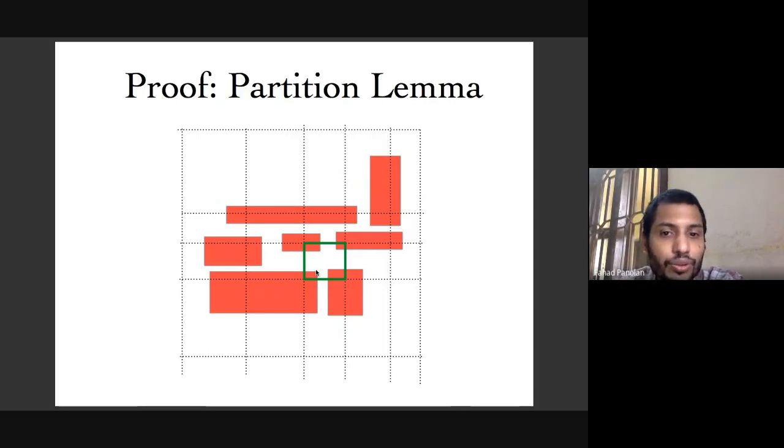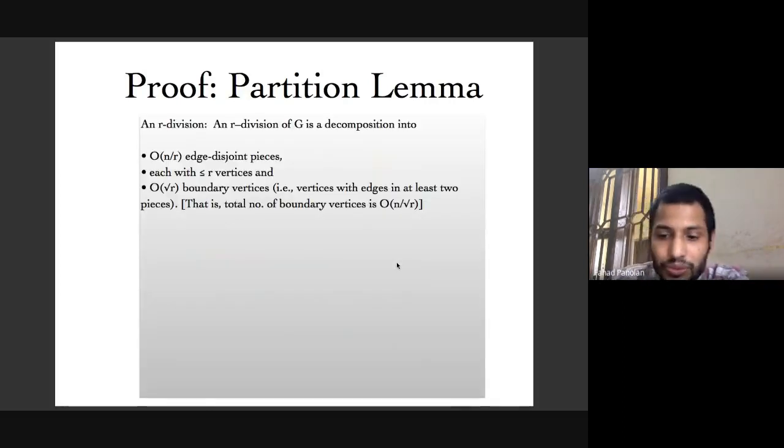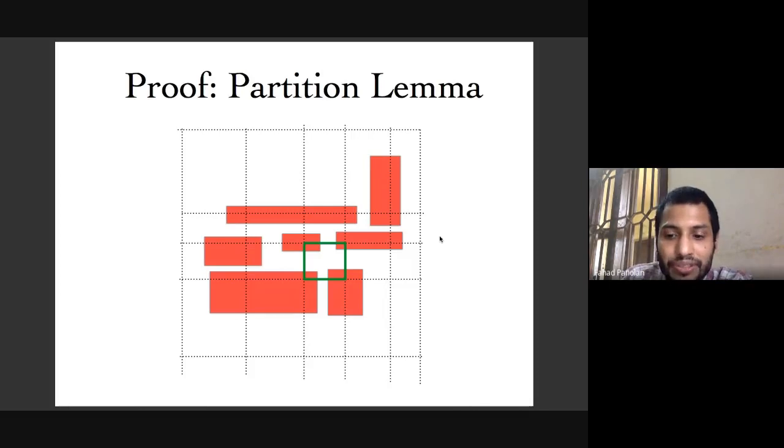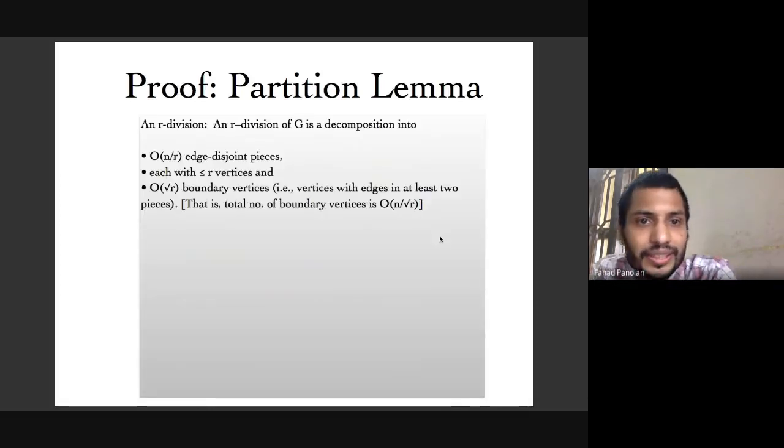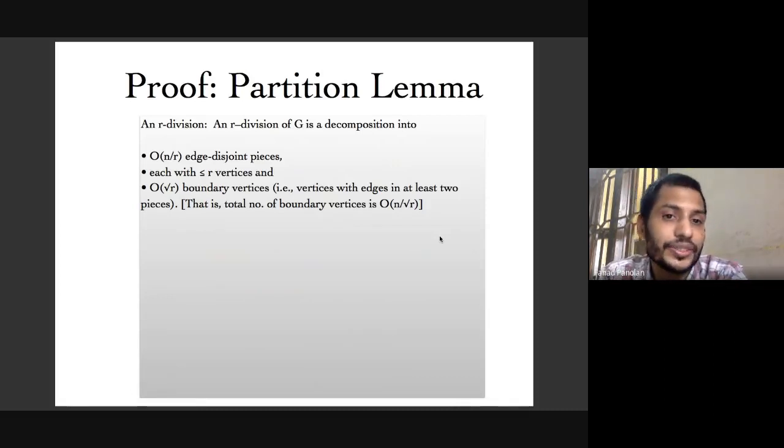To achieve this, we use tools from graph theory, mainly separation theorems of planar graphs. So now, to prove this lemma, we will use some tools from graph theory. I am going to explain what tool we are going to use. There is a notion of an R division of a graph G. R is a constant, a positive integer constant.